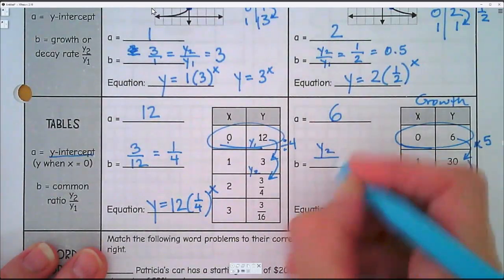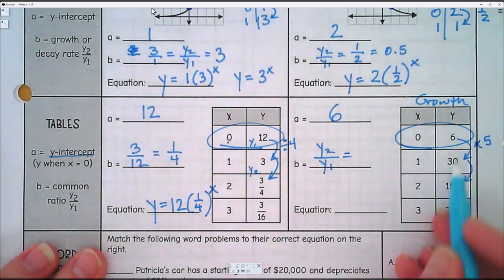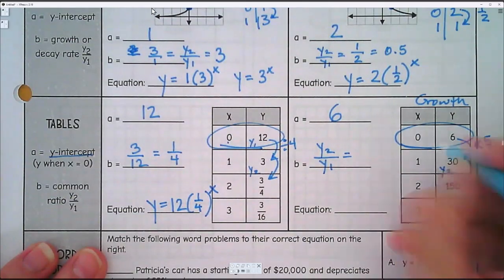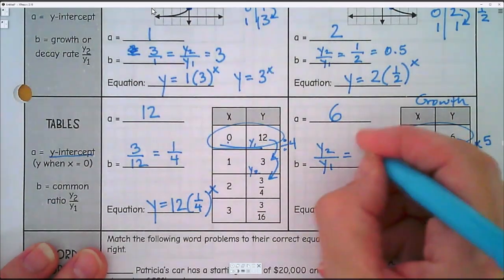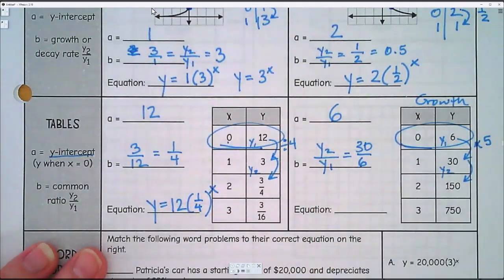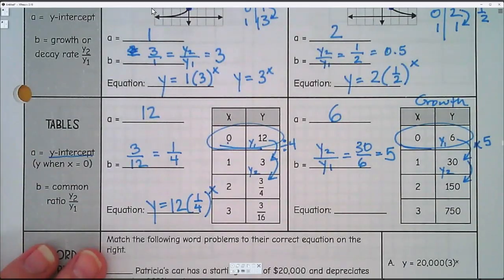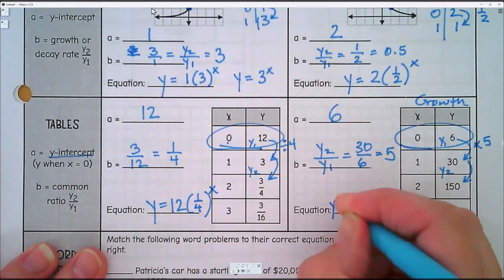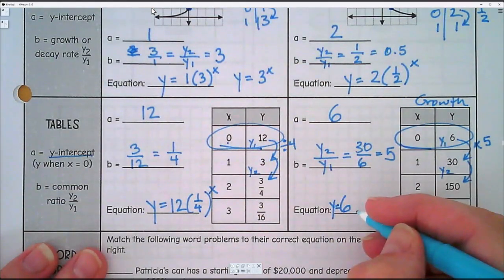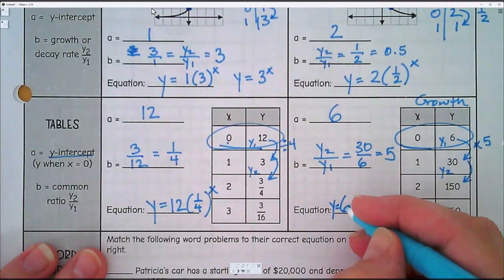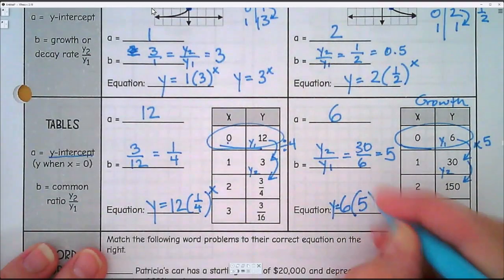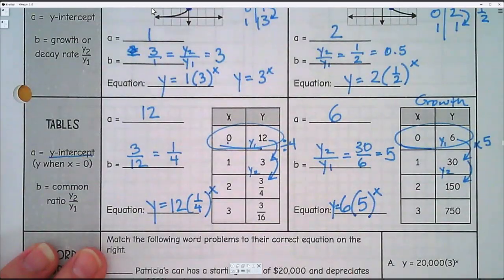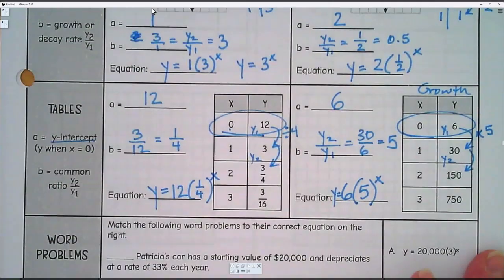So y2 divided by y1. Well, here's y2, that's my 30, and here's y1. So let's take 30 and divide by 6, and that should give you 5. So my b value and my a value just get plugged back into my equation. So my a value goes first, that's where I'm starting. My b value is the multiplier, and the x is the exponent. Y equals 6 times 5 to the x power.